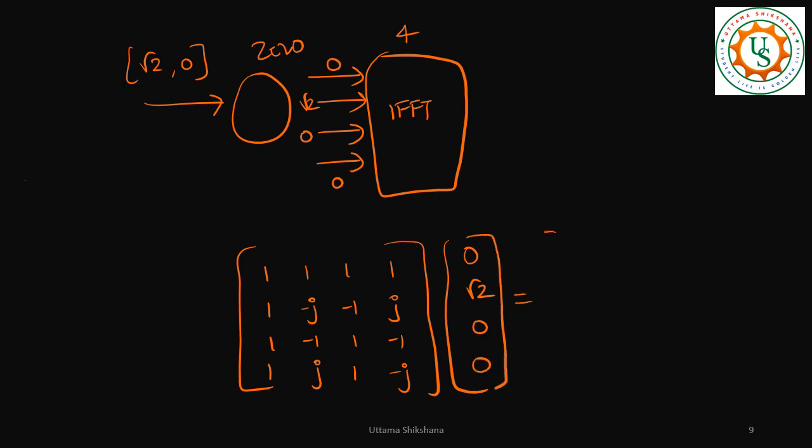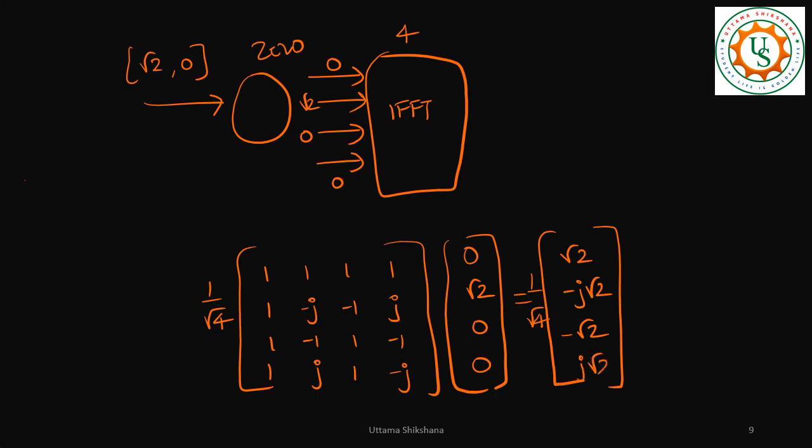Okay, so then what is the output? The output is square root of 2. Let us take a normalization factor also into picture. I have written it here. Now square root of 2, then minus j square root of 2. Then what about this one? Minus square root of 2. And j is again what? j into square root of 2.